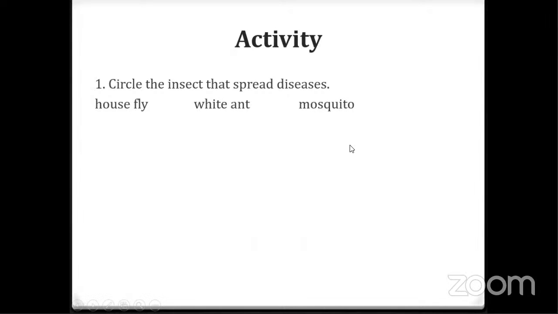Mosquito. Yes, Princess? It is mosquitoes. White ants do not spread diseases. White ants are eaten. They are good. We eat them. It is the mosquito and then the housefly that spreads diseases. As simple as that. So let's move on to the next.